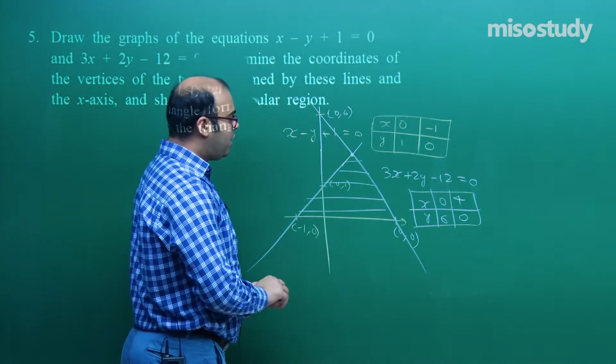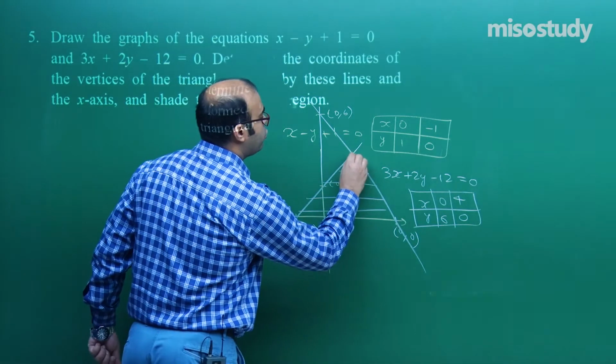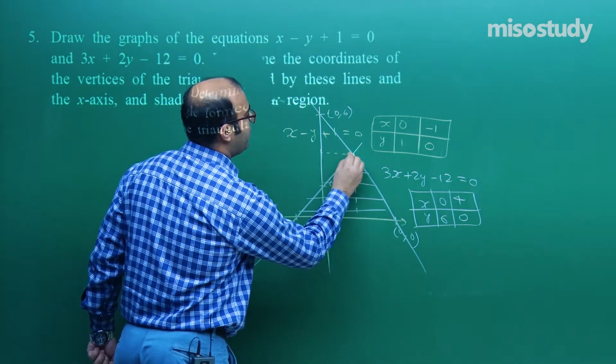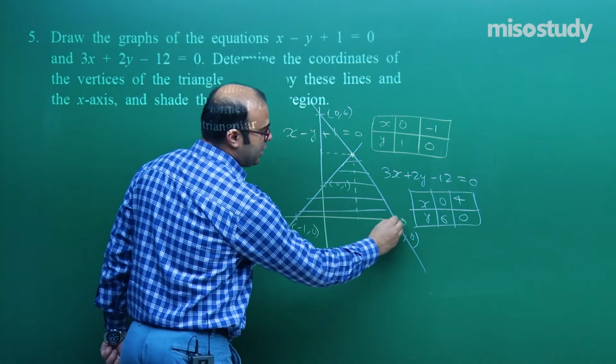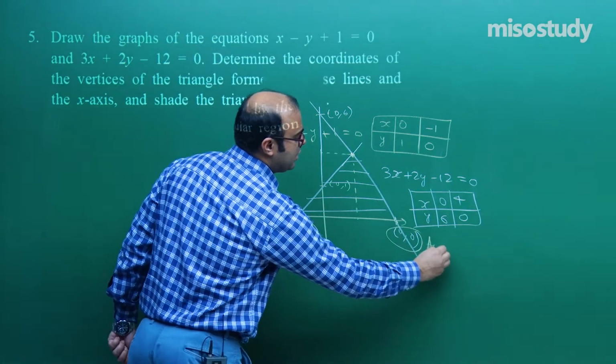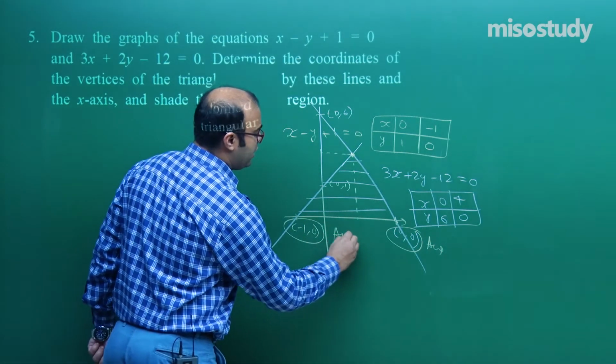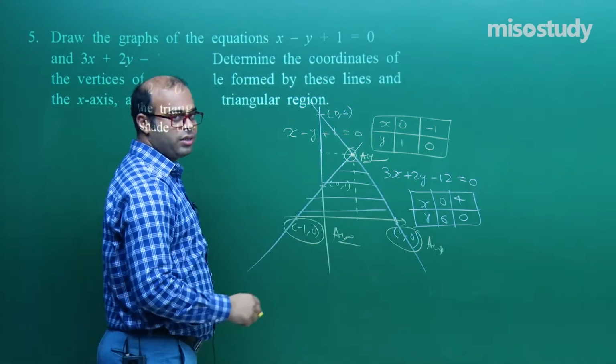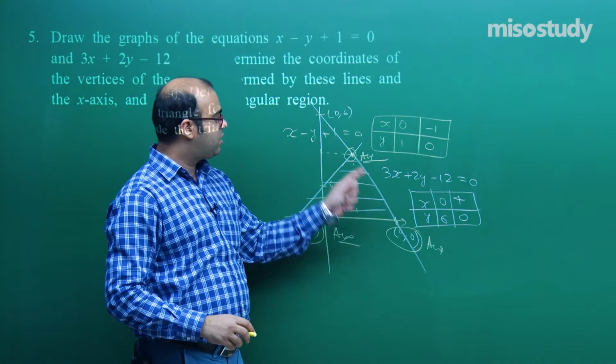If we want to find the vertices, we will find the solution of these 2 intersecting lines, which will be here, and on graph paper we will get this point. Another vertex is (4, 0), this is one of the answers. (-1, 0) is another vertex, this is one of the answers, and this you will find in the graph paper, this will be the third answer. So this triangle is having these 3 vertices.